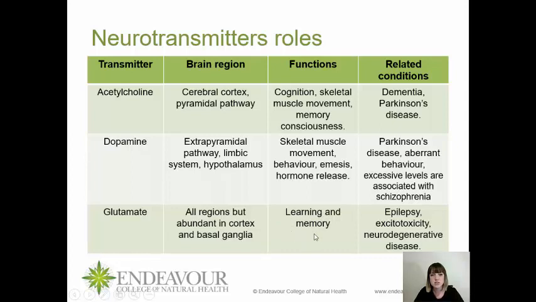In terms of conditions related to disturbed glutamate functioning, we see it in epilepsy and some neurodegenerative diseases, and also very important in excitotoxicity, which is something that can cause extensive damage to any area of the brain that has become ischemic due to injury or stroke or something like that, where you get overactivity of glutamate that ends up then causing more damage.